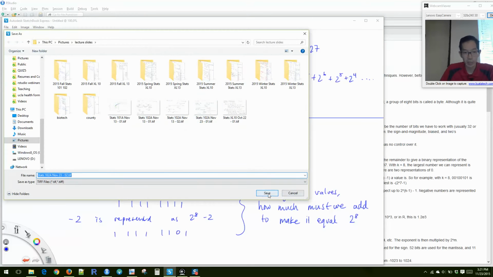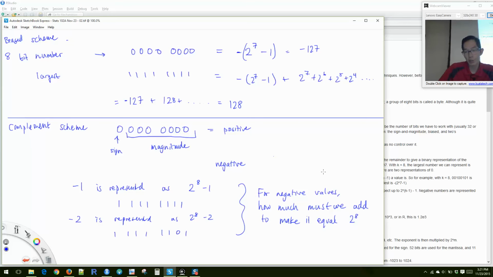Okay, all of the internal storage as far as integers and things like that in R is done internally, and R doesn't really have any control over it. Okay.